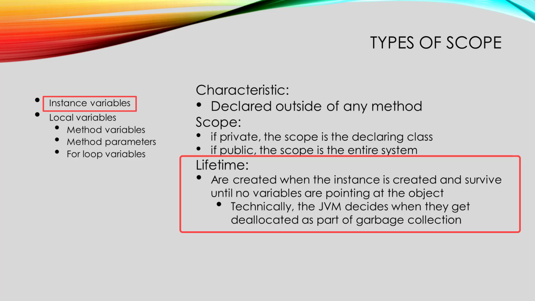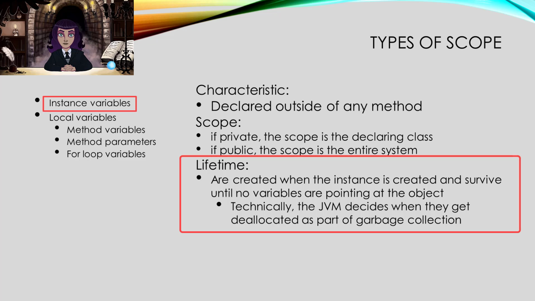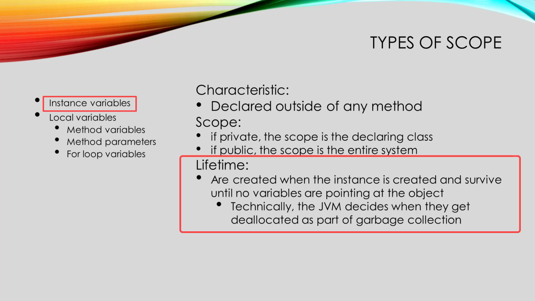We have watched objects get created, and we've seen that the constructor allocates space for their instance variables. That means that they get created when the object containing them gets created. We haven't really talked about how objects go away. Basically, if an object has no references, that means no variable is pointing at it, then the JVM can choose to destroy the object whenever it wants to. This is called garbage collection, and when an object is garbage collected, that is when it and its instance variables get destroyed.